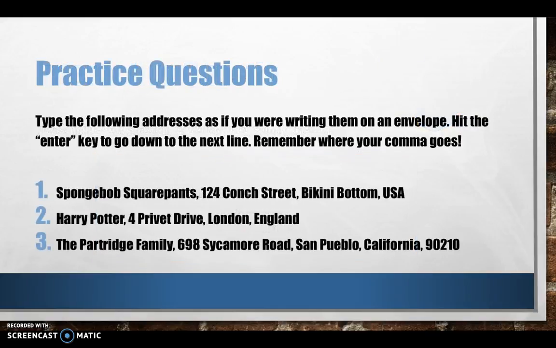On your practice questions, you're going to type the following addresses as if you were writing them on an envelope. When you type them, you are going to have 3 lines. After the first line, the person who the envelope is addressed to, hit the Enter key or the Return key, and it will go down to the next line. Then you type in your building number and your street. After that, you hit Enter again to do the city and the state or country. Remember, you only need 1 comma, and don't forget to put it in there.